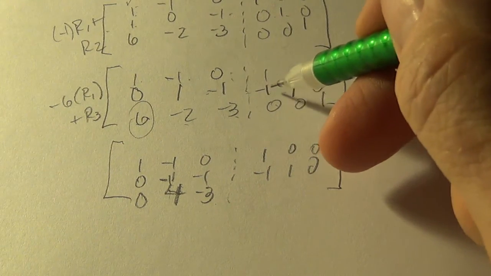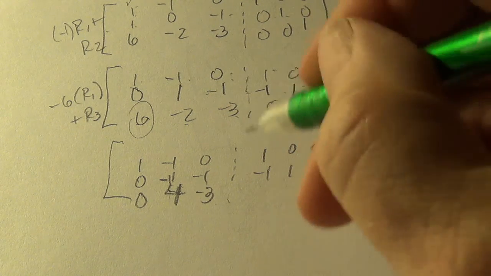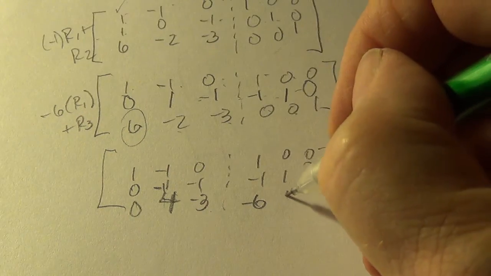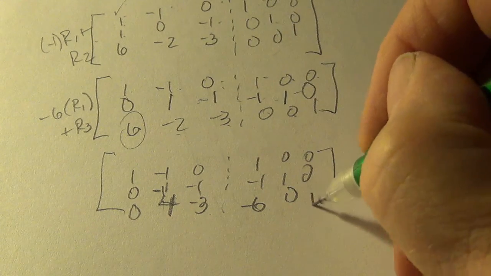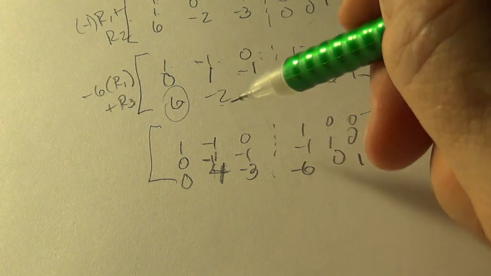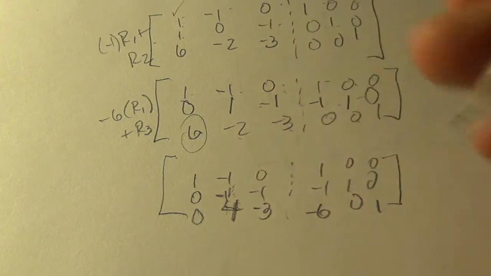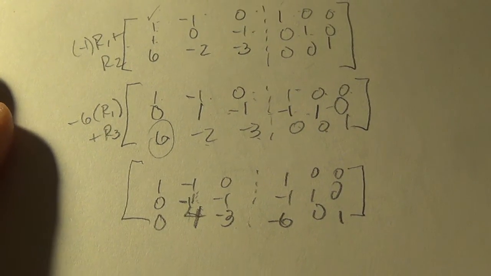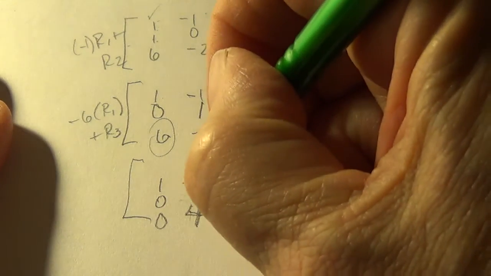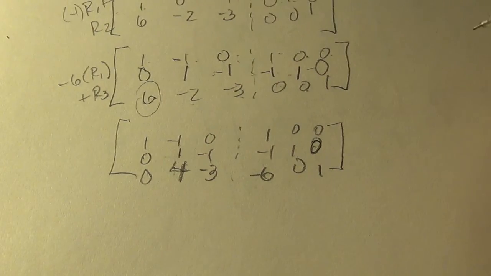Negative 6 times, where am I, row 1? Negative 6 times that plus that. Negative 6 times that plus that. And negative 6 times that plus that. Alright, coming right along, I now have a positive 1 right there, because that row wasn't even changed. And this is a 0, I gotta write a little more clearly.